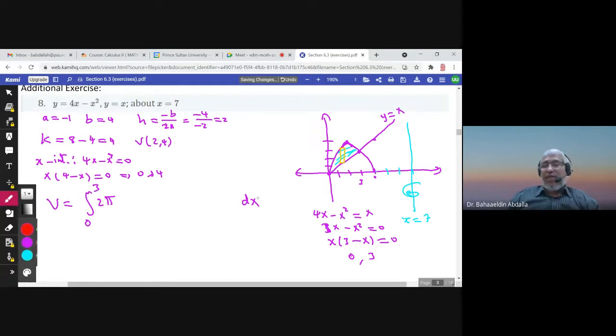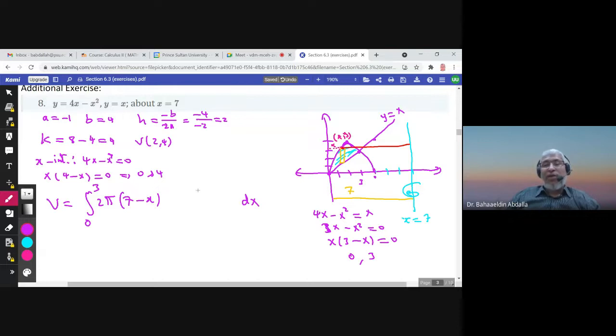Well, the radius is the distance from the rectangle to the axis of rotation. This distance is x. But this point here has coordinates (x, y), and this distance is actually x. And the distance from here to here is 7. So I can find the red distance, which is the radius, if I subtract 7 minus small x.